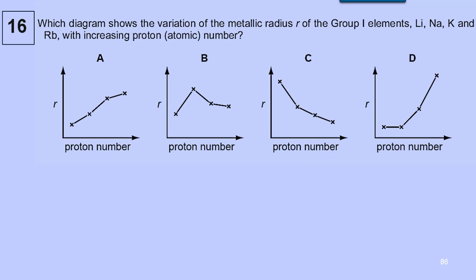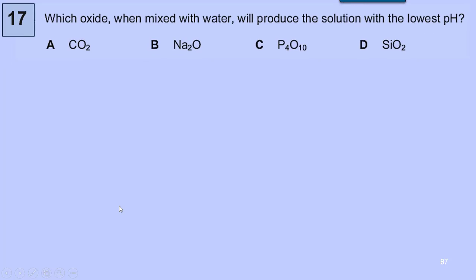Which diagram shows the variation of the metallic radius of group 1 elements lithium, sodium, potassium, and rubidium by increasing the atomic number? We have known that by increasing the atomic number in the same group, the metallic radius will increase. So the correct choice will be graph A.